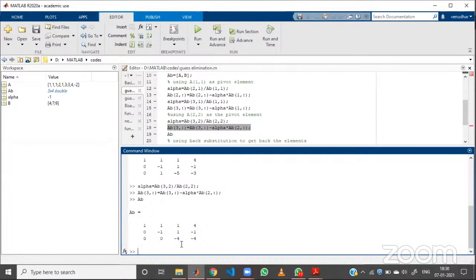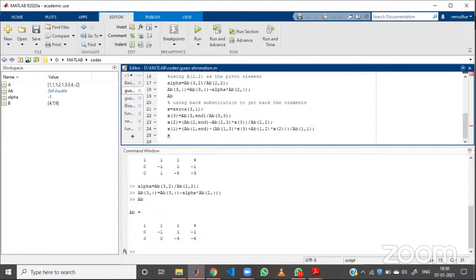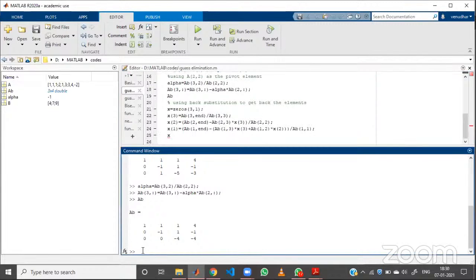What do we see here? It is an upper triangular matrix. Let's forget about the 4, 1 and -4. This one is known as an upper triangular matrix. We got the matrix A, B. We got the A, B matrix.